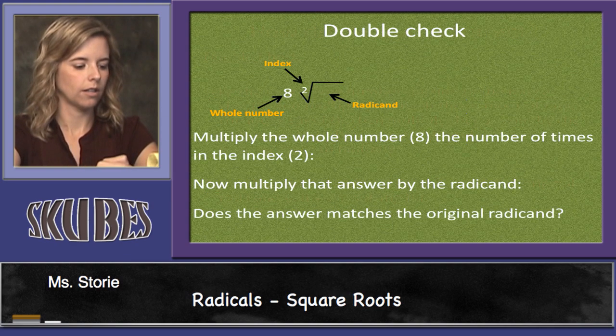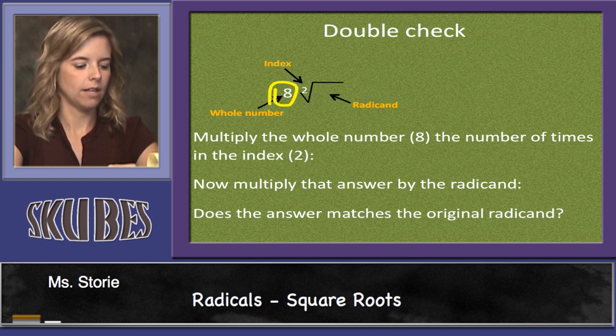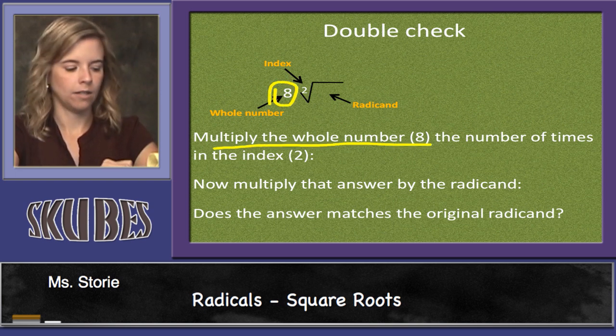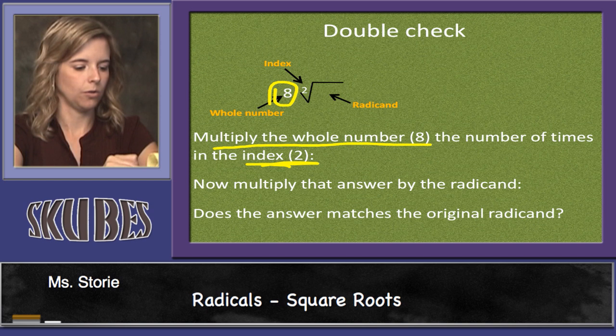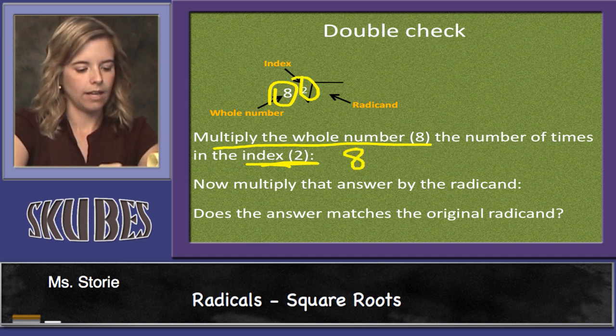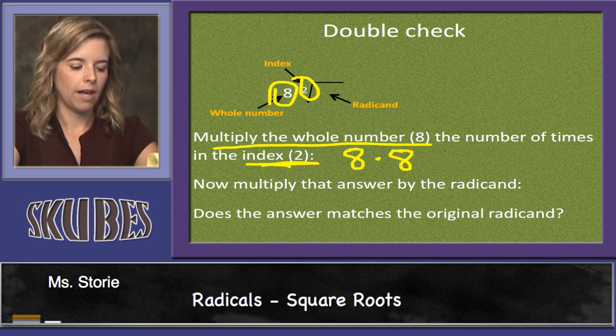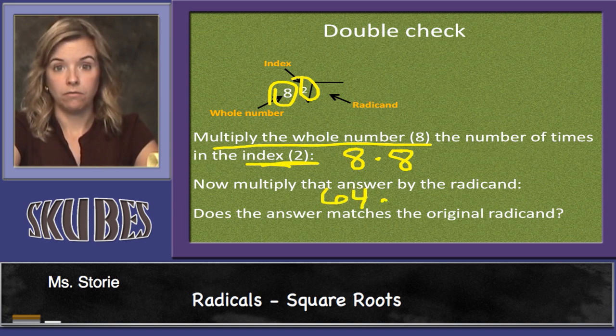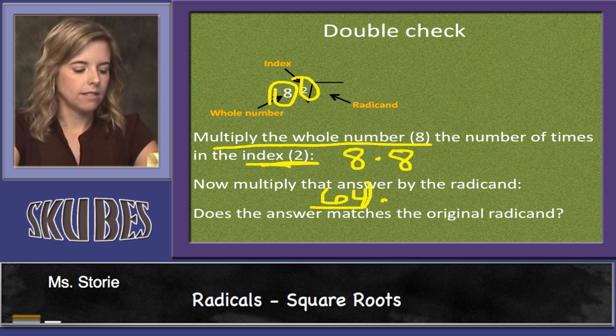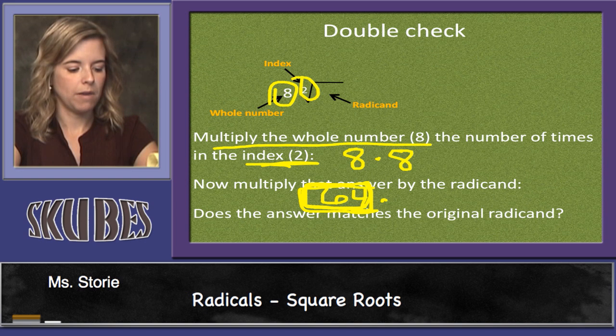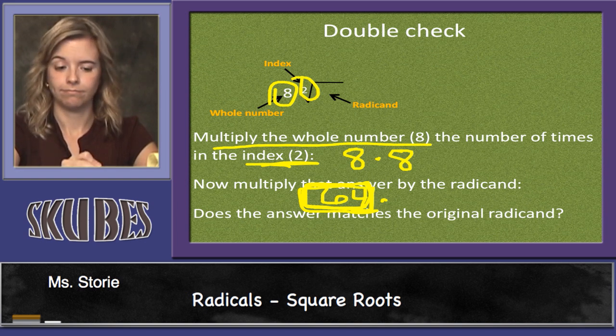So let's take a look. We had the whole number of 8, so we're multiplying the whole number 8 the number of times in the index, which was 2, right there. So they're asking us to take 8 and multiply it by 8. Now we multiply that answer, which is 64, by whatever is in the radicand, which is nothing. So we just stop there. Does this original radicand that we first started working with match our double check number?